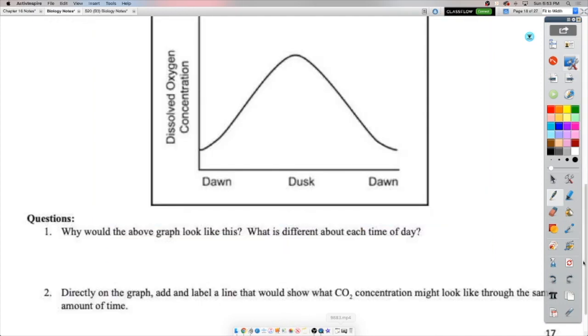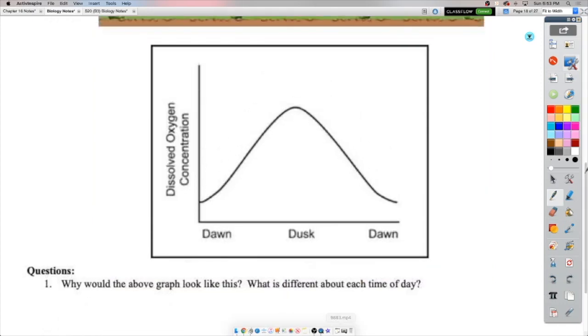leaves of the trees. So here's a graph of the oxygen concentration in our atmosphere as a function of the time of day. It's a pretty basic graph, but it just has dawn, dusk, and dawn. So it asks us, why would the above graph look like this? What's different about each time of day? So let's start there. What's different about dawn, dusk, and dawn?